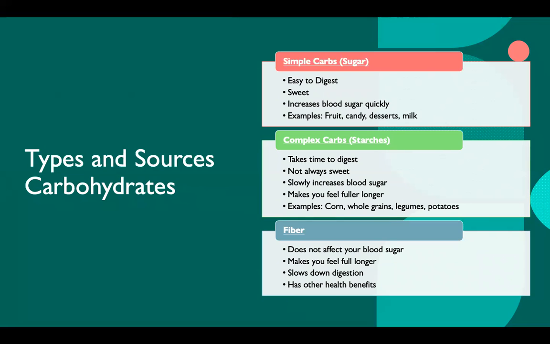And then there are also complex carbs, and these take time to digest. They're not always sweet. They slowly increase your blood sugar. They make you feel fuller longer. Examples of complex carbs or starches are corn, whole grains, legumes, and potatoes. Again, complex carbs will increase your blood sugar over time, so it won't be that rapid increase.